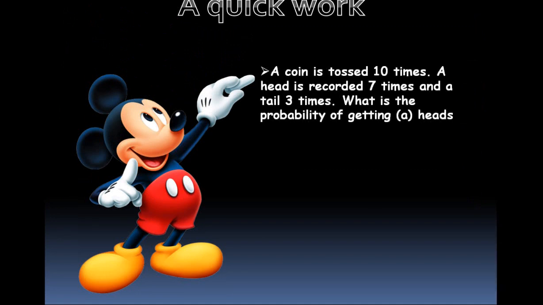I need you to quickly answer this. A coin is tossed 10 times, a head is recorded 7 times, and a tail 3 times. What is the probability of getting a head? Pause and solve this question. Okay, let's continue. The probability of getting head is equal to 7 over 10. That means the 7 times divided by the total outcome.